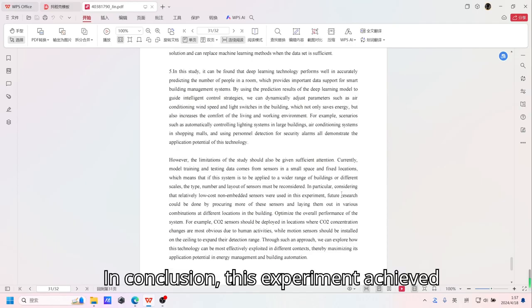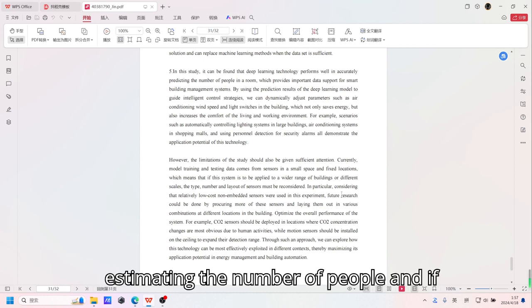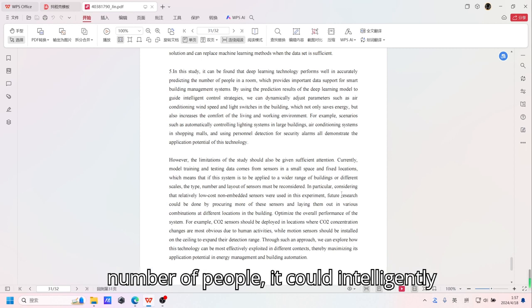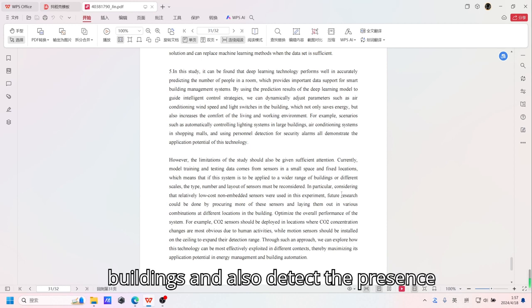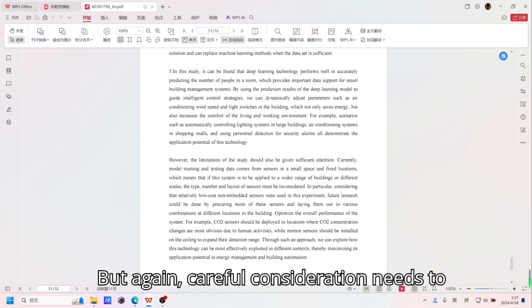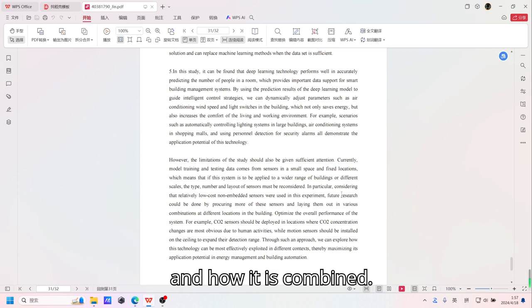In conclusion, this experiment achieved very accurate results in estimating the number of people. If deep learning is used to calculate the number of people, it could intelligently regulate energy use in buildings and also detect the presence or absence of people in dangerous areas. But again, careful consideration needs to be given to how the data is collected and how it is combined.